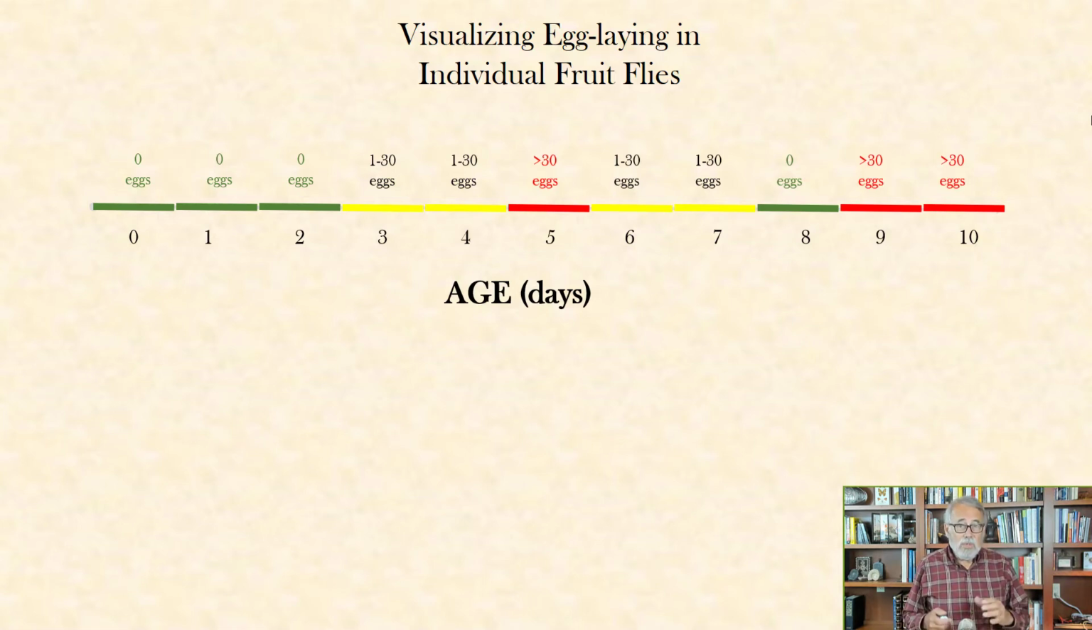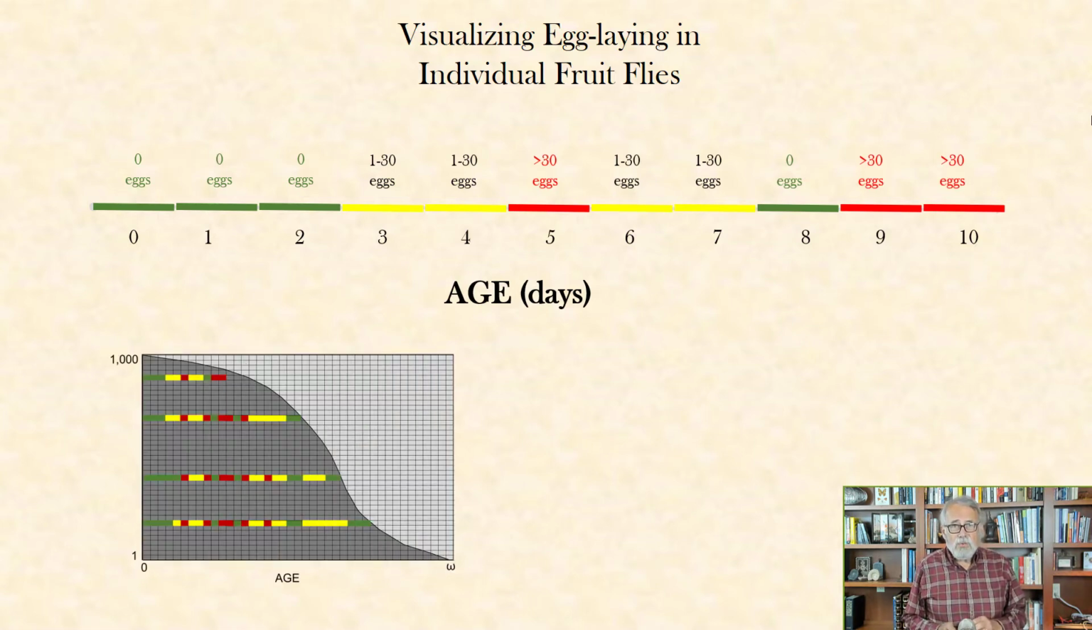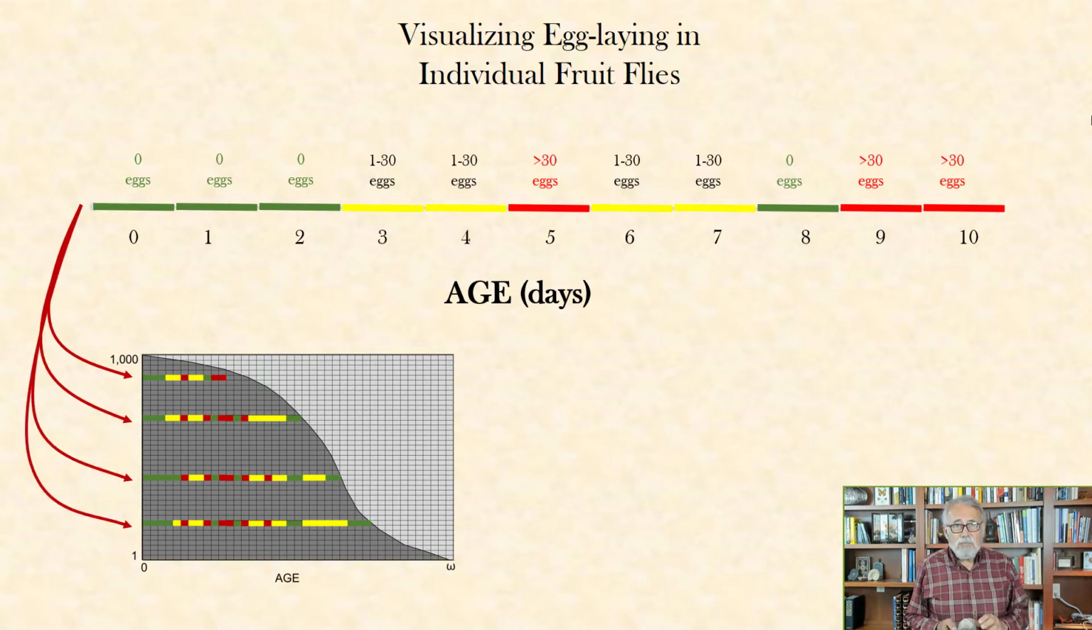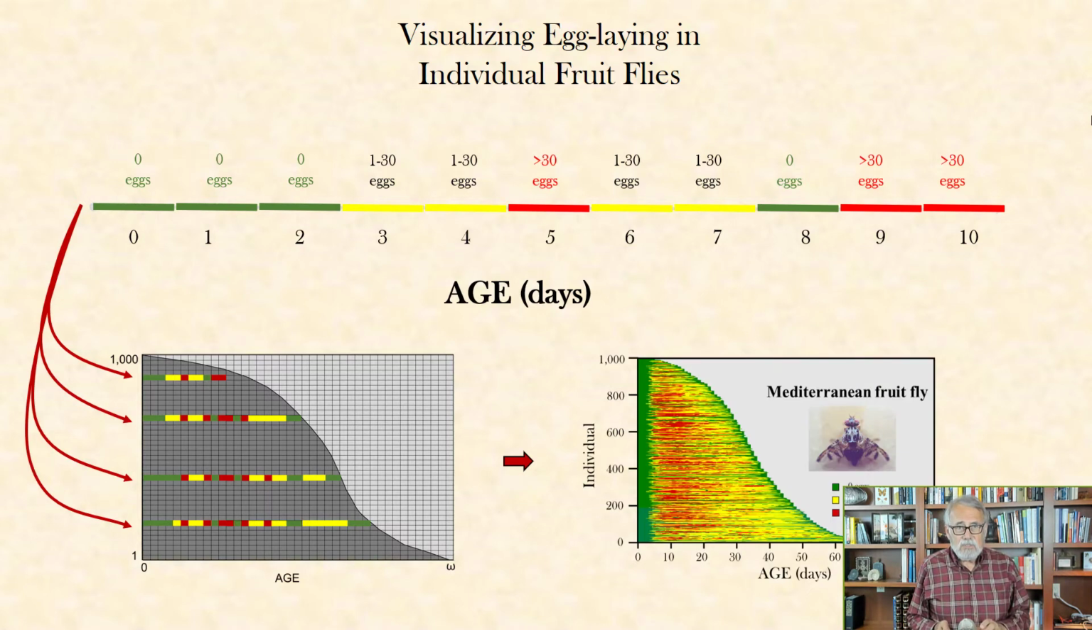We do this for 1,000 flies and rank order the resulting horizontal lifelines top to bottom from shortest lived to the longest lived, from which a cohort survival curve emerges. But because each age of these 1,000 flies is color-coded, it is possible to visualize the egg-laying patterns and intensities by age at the individual fly level as shown here.